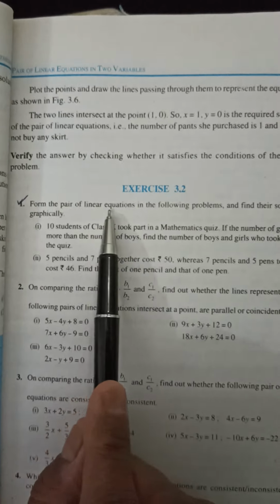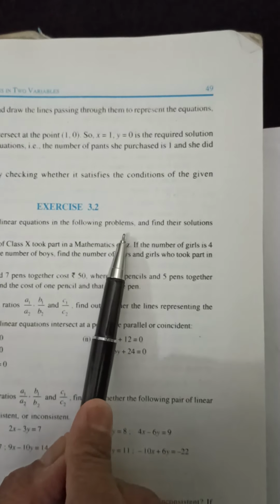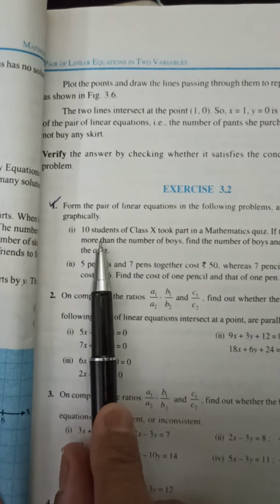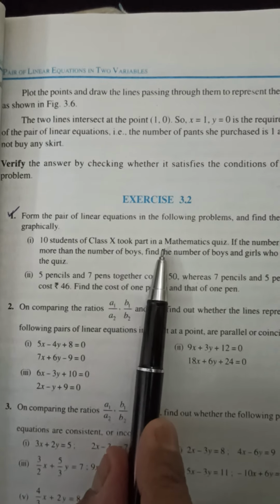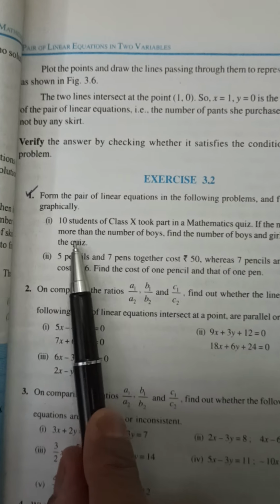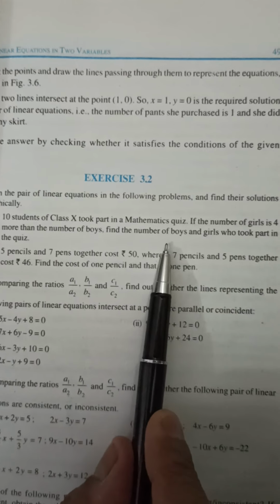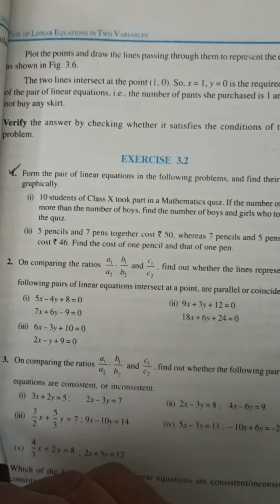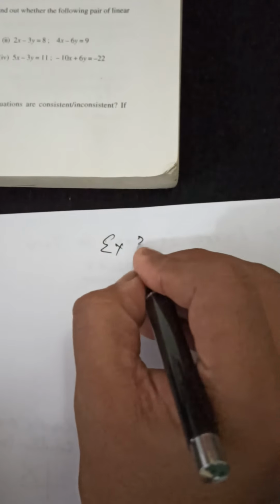So students, now we move on to exercise 3.2. The 3.2 exercise says form the pair of linear equations in the following problems and find their solutions graphically. 10 students of class 10th took part in a mathematics quiz. If the number of girls is 4 more than the number of boys, find the number of boys and girls who took part in the quiz. This is exercise 3.2 question number 1.